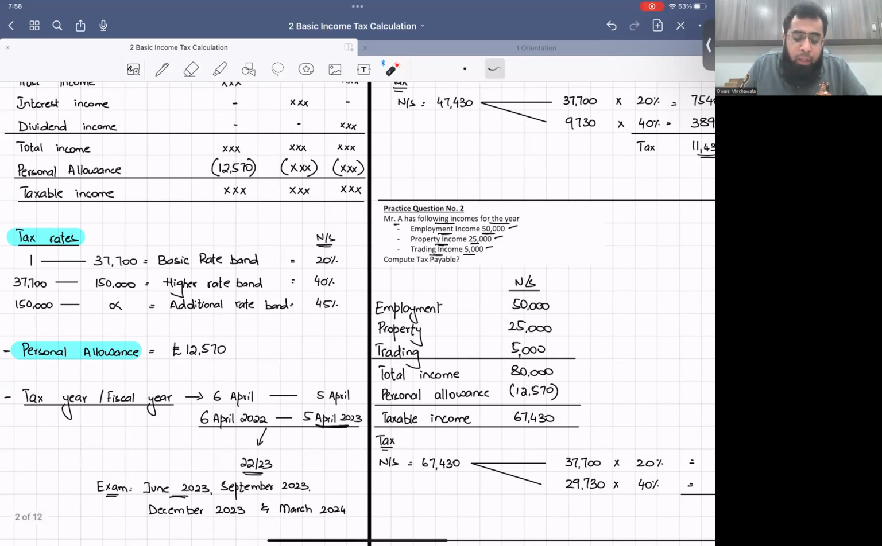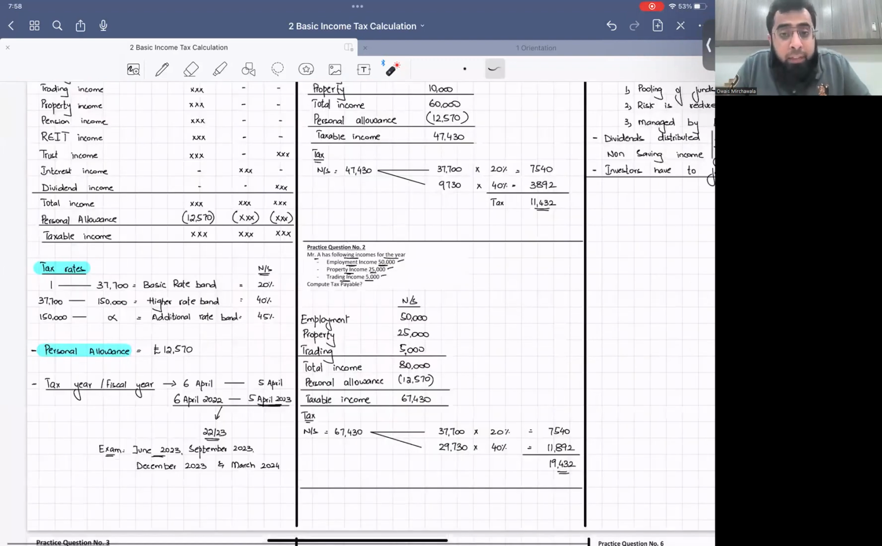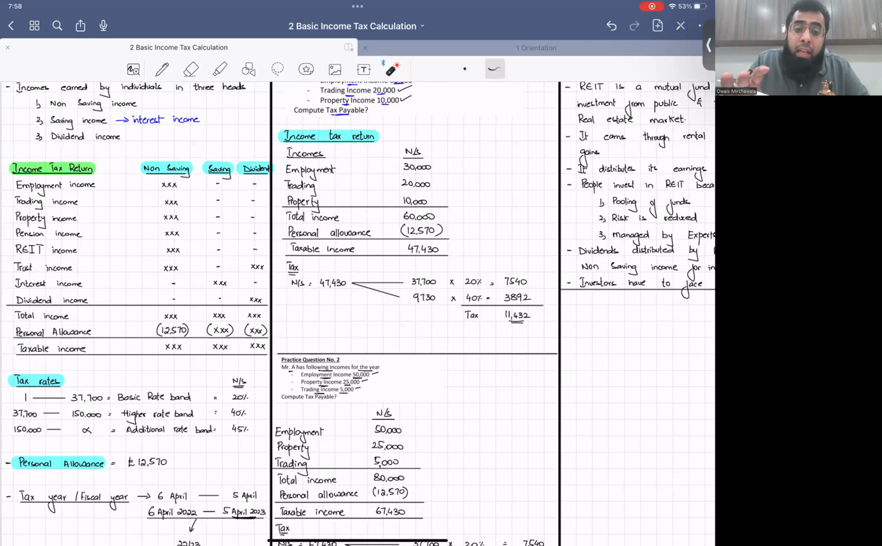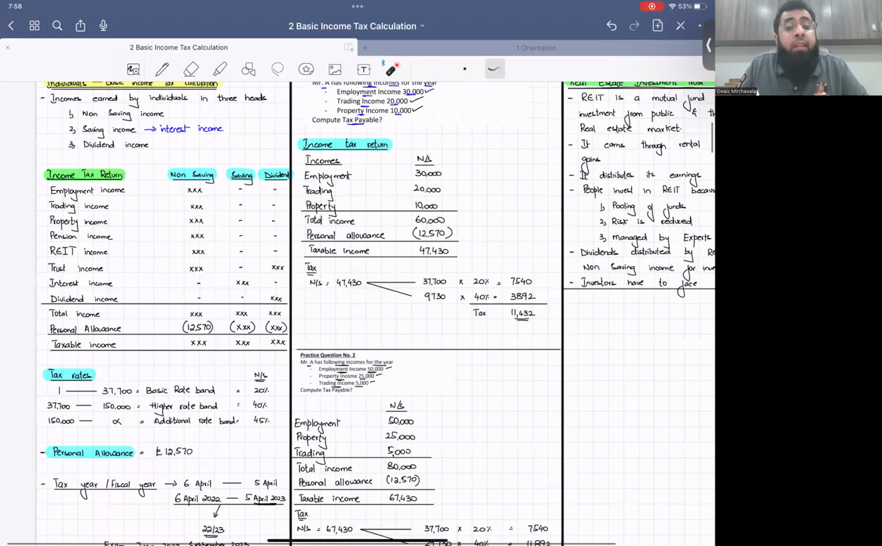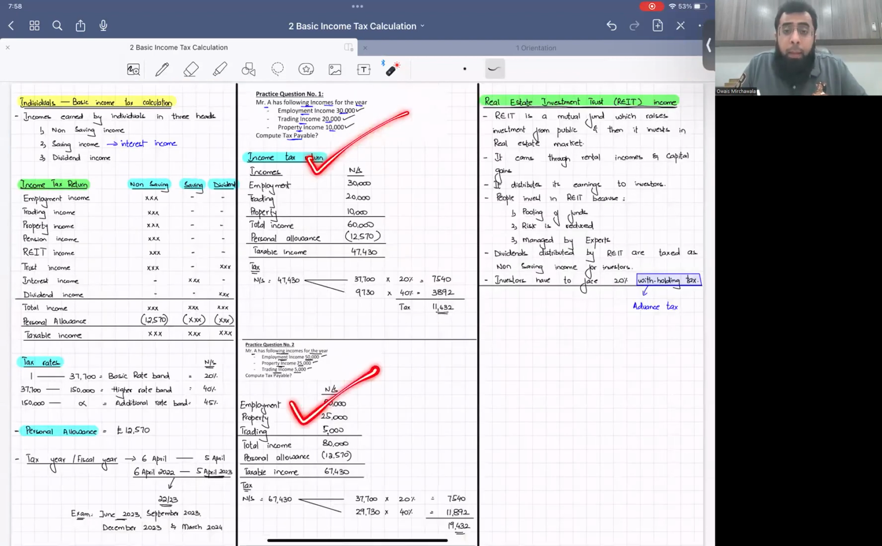So once done with the basic format of income tax return, personal allowance, and the tax rates of non-saving income, we did two practice questions in this regard. By now, you all know my approach that we discuss a concept and then we do practice questions so that the procedure and the calculation aspect gets clear. Then we introduce the concept of real estate investment trust.